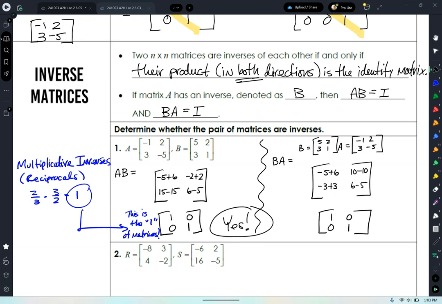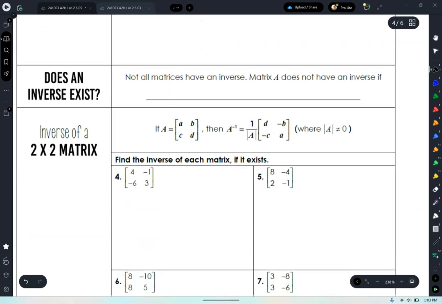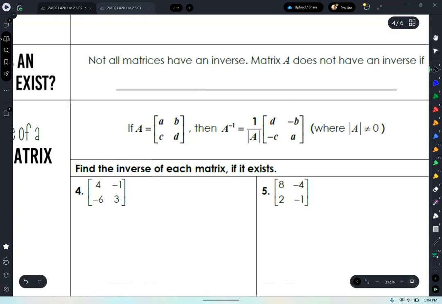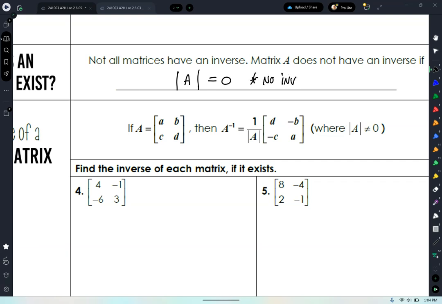Okay, one more thing to talk about. Let's talk about what happens when an inverse does not exist. Not all matrices have inverses. If the determinant of a matrix A equals 0, then there is no inverse for that matrix. So we have a square matrix, we find its determinant. If its determinant is a real number other than 0, then yes, we can find the inverse. So then the question is how do we find the inverse using the determinant?